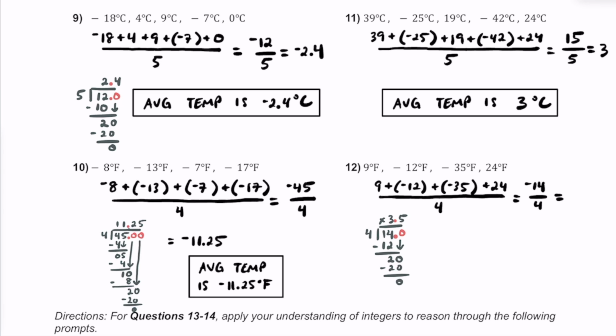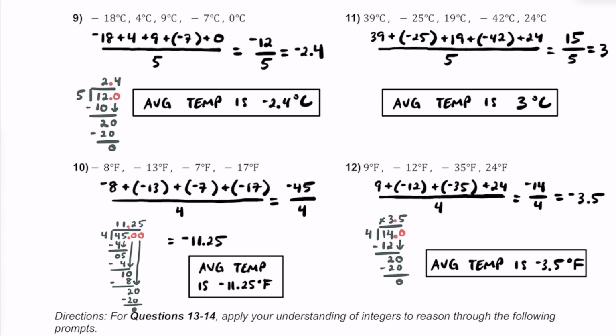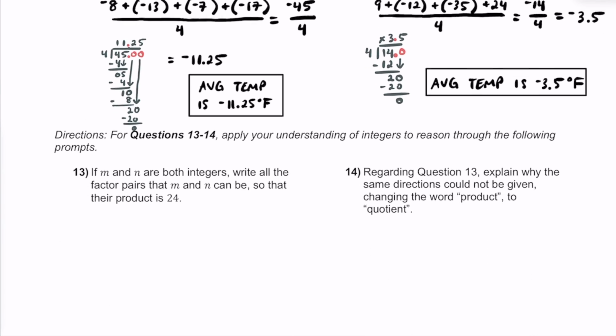Let's see, this negative divided by positive is going to be a negative. So we're looking at negative 3.5. So the average of these four temperatures would be negative 3.5 degrees Fahrenheit. All right, let's try just a couple more here.